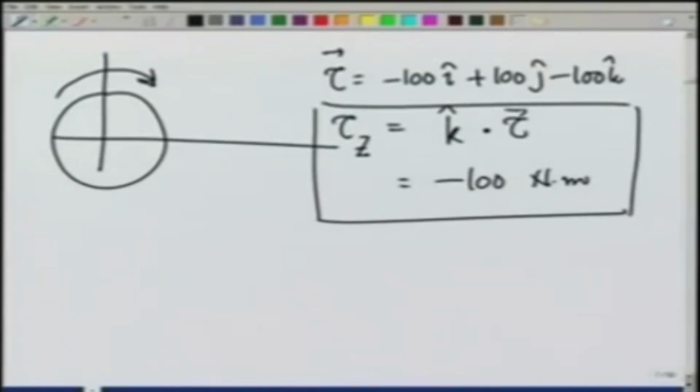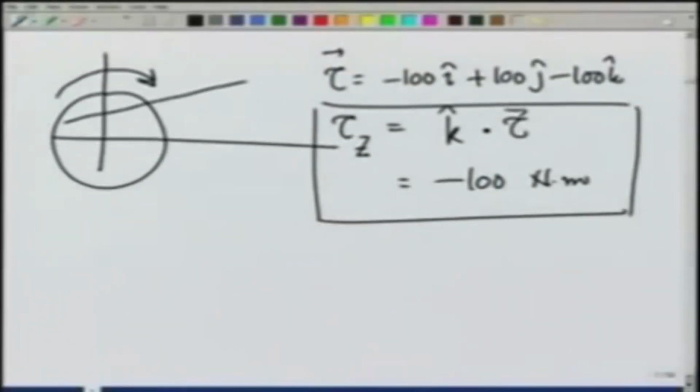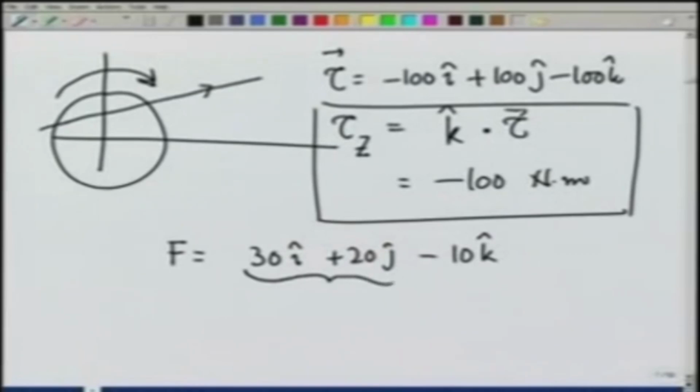Let us see if this is consistent with what we have been learning in our 12th grade. So, the line of force along which the force is working is this. The force is 30 i plus 20 j minus 10 k. As I said earlier, the only component of force that is responsible for rotation about the z axis is that in the plane perpendicular to the axis. So, only these two components, or the force in the plane of x and y, is going to be responsible for the rotation of the disk.